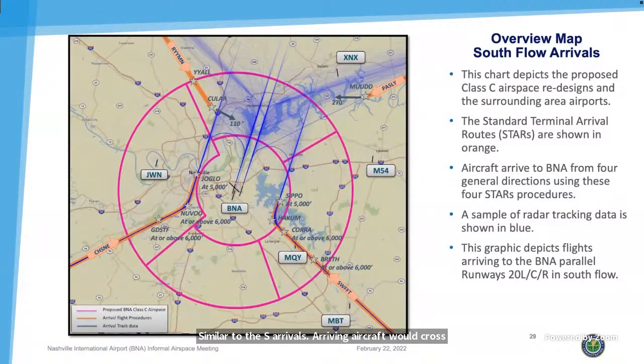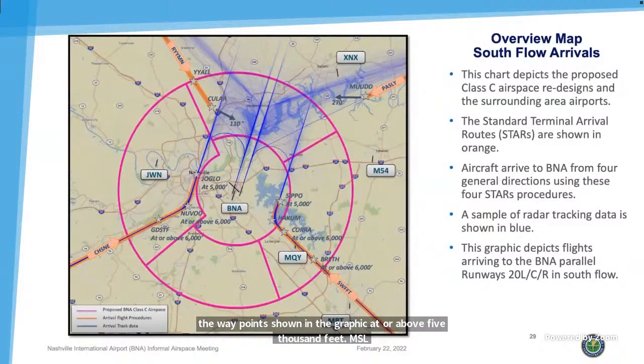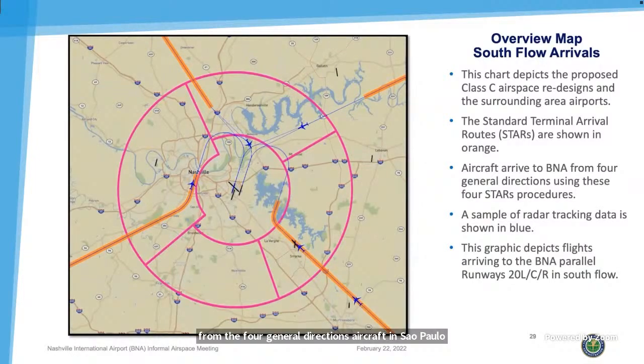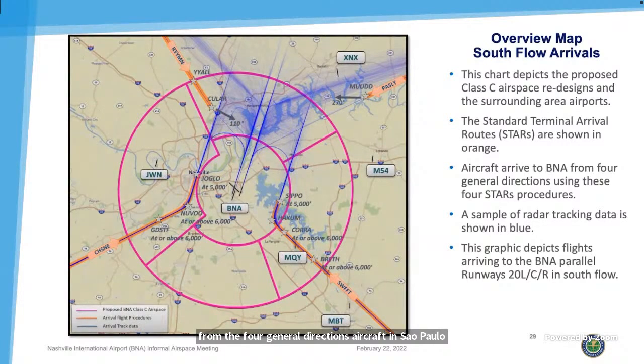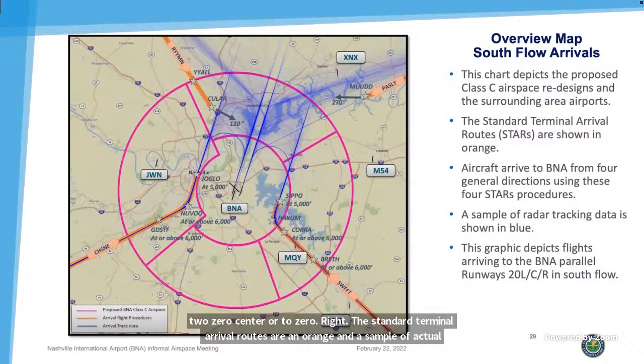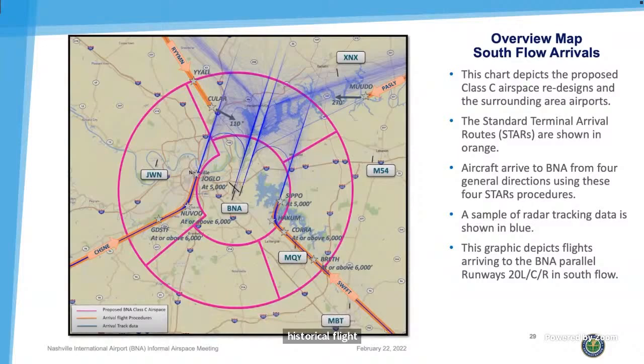This graphic shows the proposed airspace redesign for Nashville and the surrounding airports in south flow. Aircraft arrive on STARs from the four general directions. Aircraft in south flow are approaching the airport from the north to land on runway 20 left, 20 center, or 20 right. The standard terminal arrival routes are in orange, and a sample of actual historical flight tracks is shown in blue. These tracks give an indication of where aircraft landing at Nashville International typically fly, coming in from each direction along the STARs and then following air traffic control instructions to join the final approach course and land on each runway.